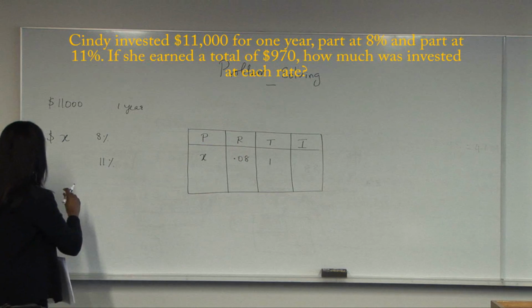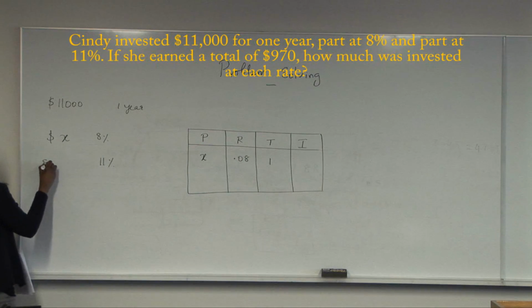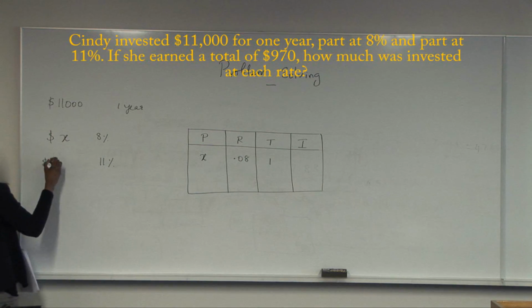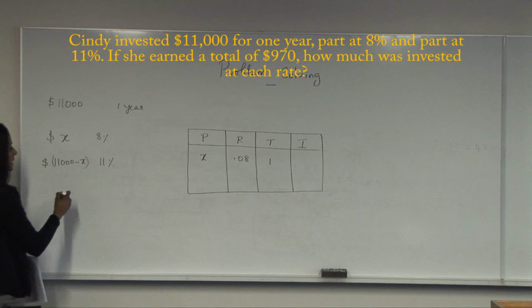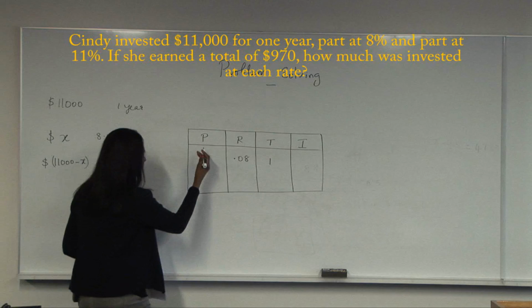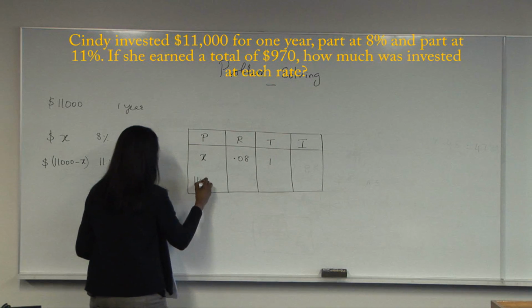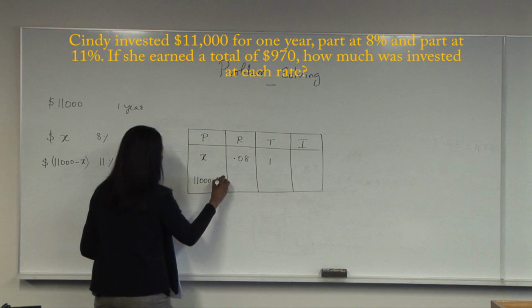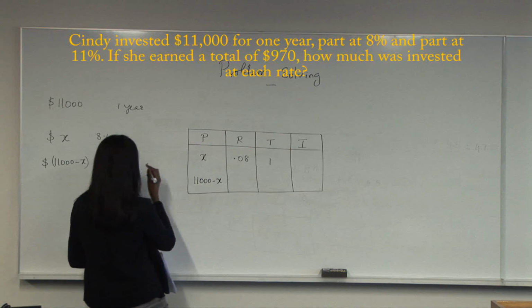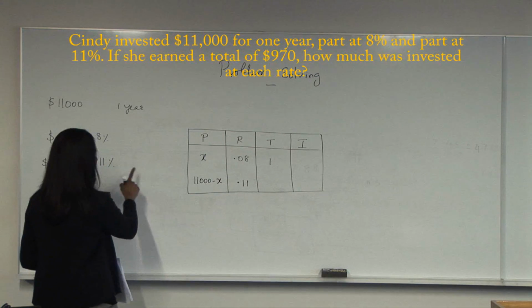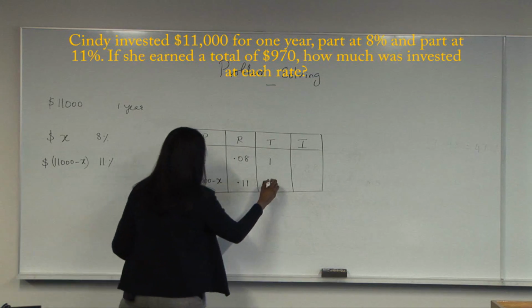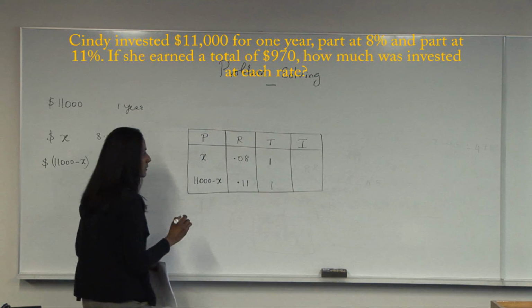And then the second part is this one, at 11%. She's going to invest the rest. Correct? So that's the 11,000 minus X. So let's write it here: $11,000 minus X. What is the rate? 11%, so that's 0.11. How many years? This is also for 1 year.